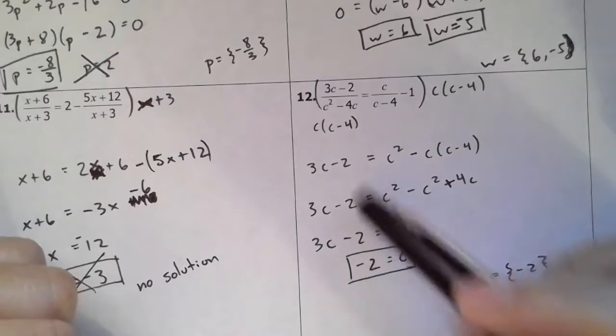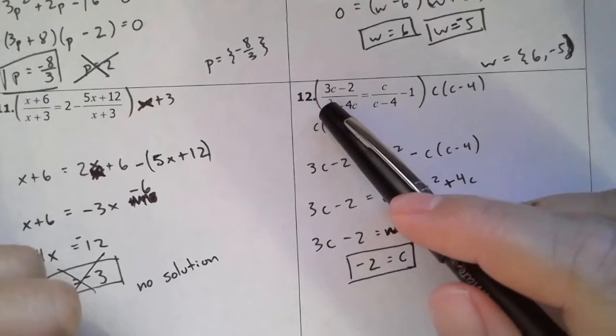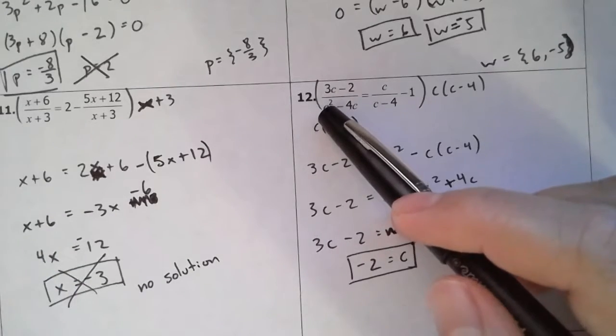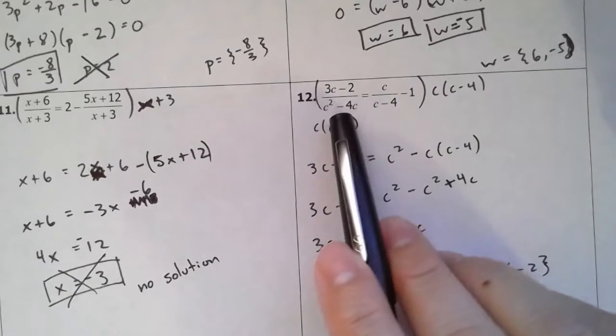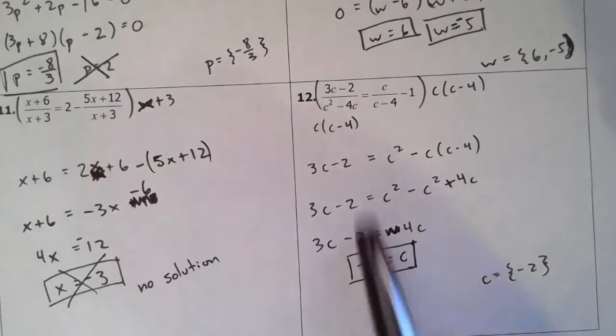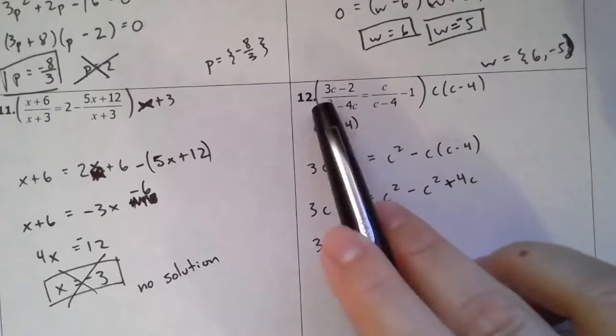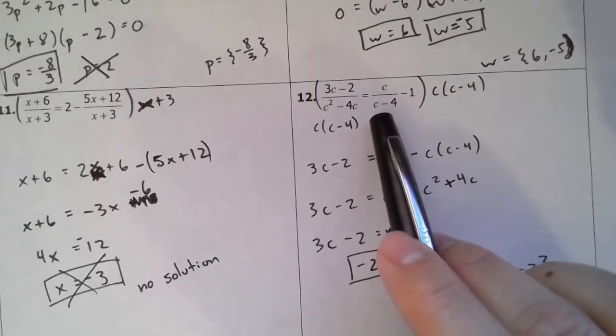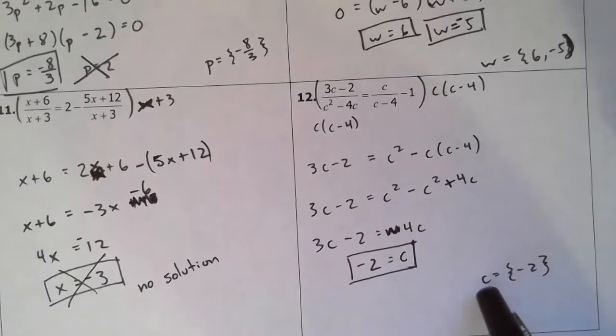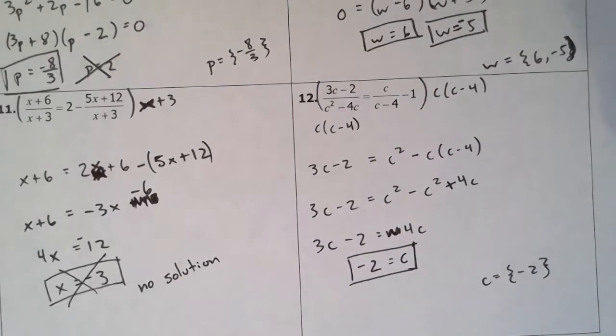And when I plug this in, it does check out. See, negative 2 squared would be positive 4, but that would be minus 4 times negative 2, which is positive 8. So it's not 0. When I plug in negative 2 here, I get negative 6, so it checks out. So c equals negative 2 is a solution. And that's it for solving rational equations.